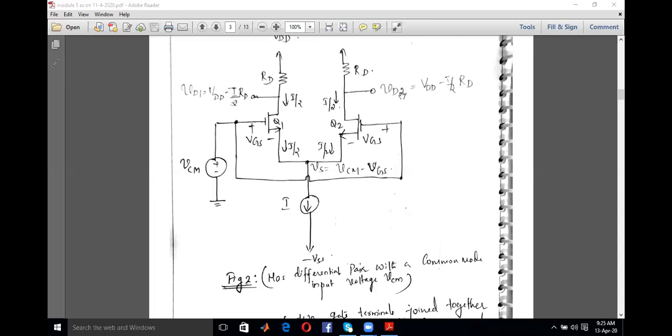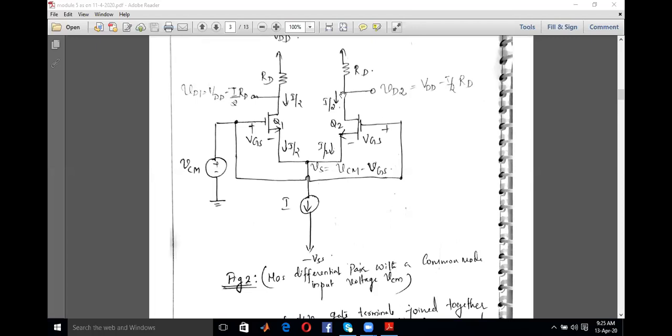VD2, what is VD2? VD2 is again VDD minus ID RD, and ID is I by 2, so I by 2 into RD. Since you have taken two identical resistors, this equation is the same as the previous one, isn't it? VDD is common, I by 2 is the same, RD is the same. So is there any difference between these two voltages? No. VD1 is the same as VD2.